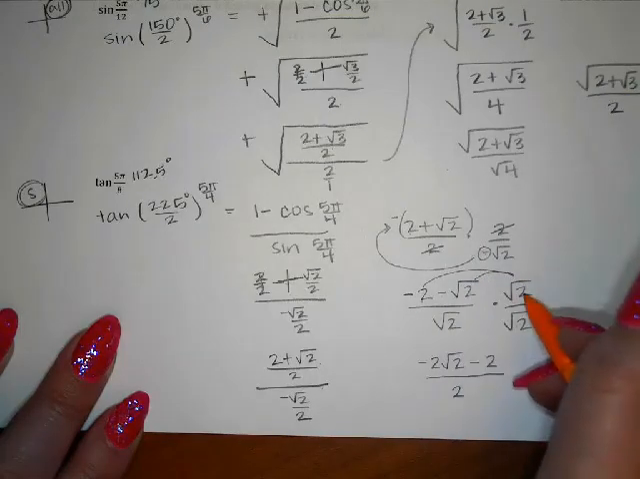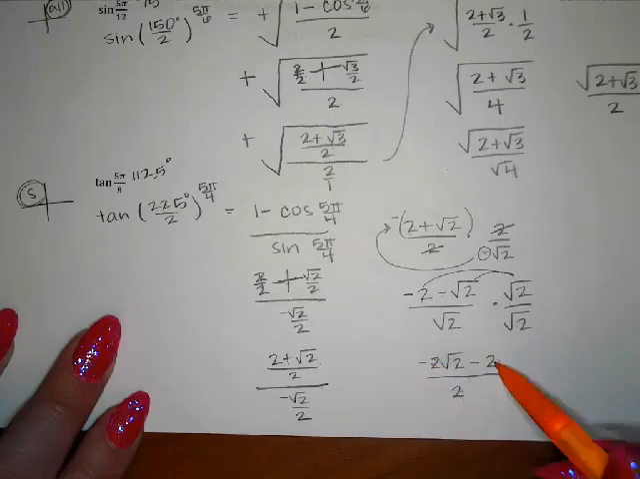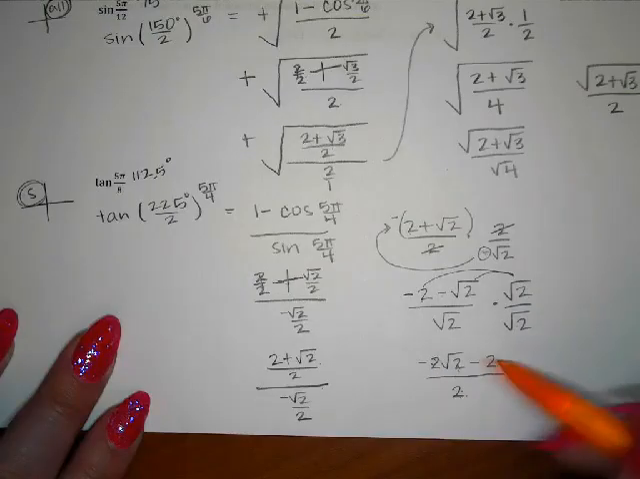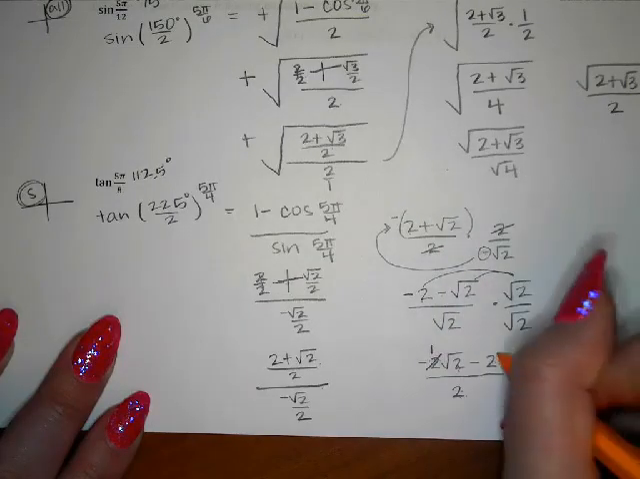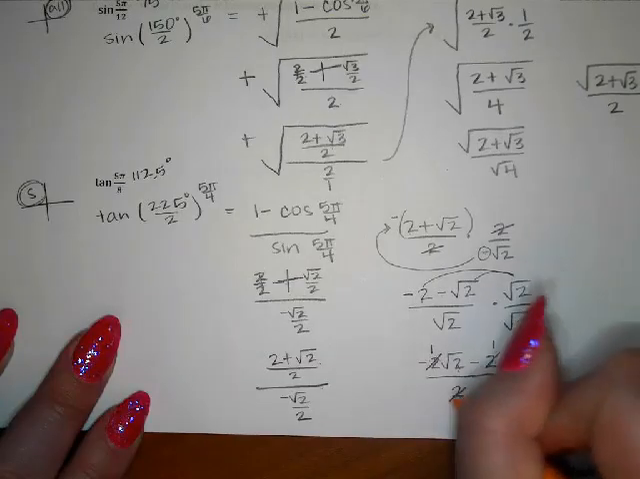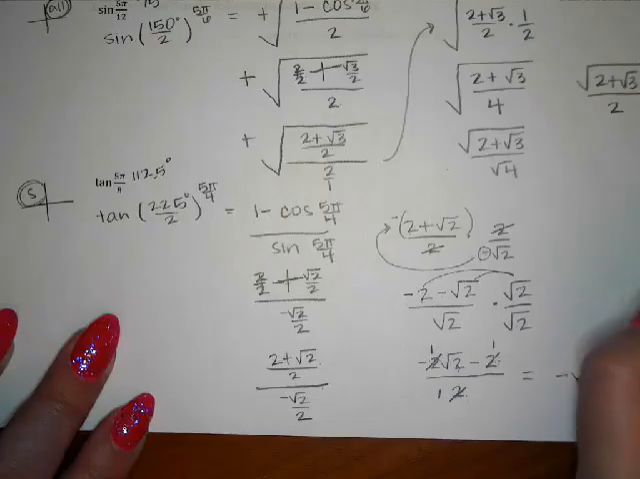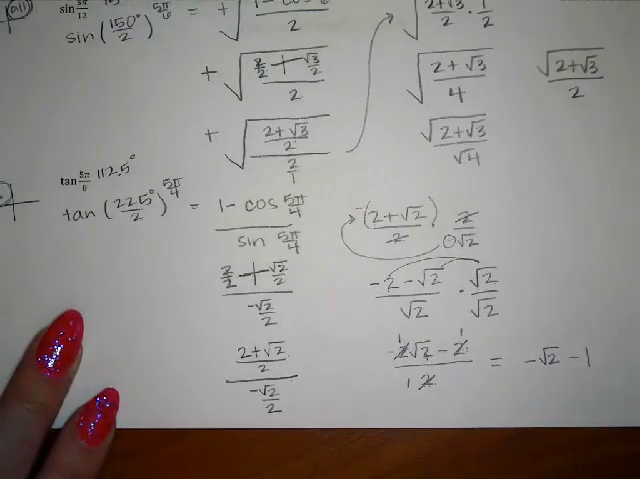Now, both of these are divisible by 2, so we'll make sure that we divide all of these numbers by 2. We can't touch the radical, we're not simplifying a radical, but everything else is divisible by 2. So 2 divided by 2 is 1, 2 divided by 2 is 1, 2 divided by 2 is 1. And so my final answer is negative root 2 minus 1. Most mathematicians would probably say negative 1 minus root 2, but honestly, it doesn't really matter.